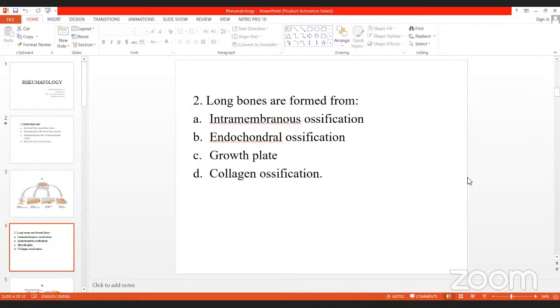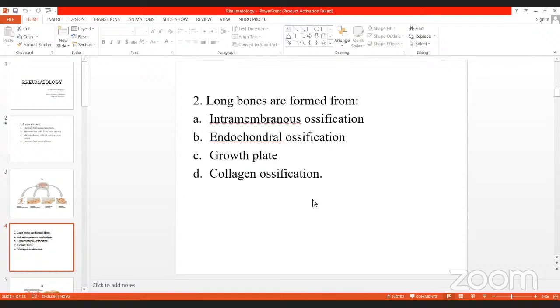Long bones are formed from... Second question. This comes under the basic anatomy and physiology, which is given in the 23rd edition of Davidson. Long bones are formed from intramembranous ossification, endochondral ossification, growth plate, or collagen ossification. So the long bones are formed from endochondral ossification.